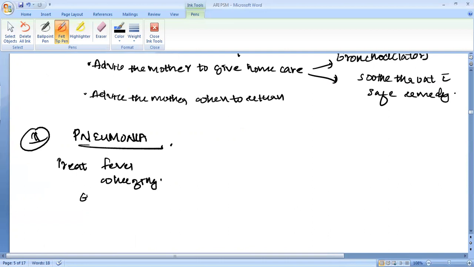Next, we have to give an antibiotic because this patient is having pneumonia. So antibiotic should be given. At the same time, we have to advise this mother for what? So again, for home care.